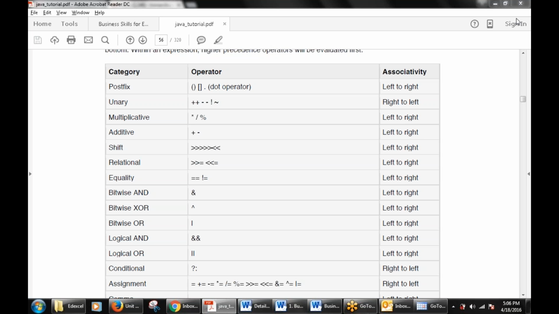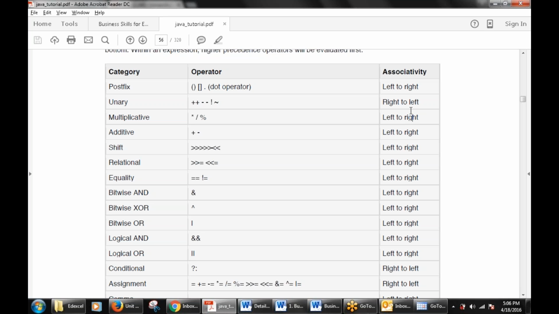Now let's see the various categories of the operators and how precedence works. The first one is the postfix, the dot operator, which has a precedence from left to right. Then there are the unary operators, either plus plus or minus minus, which have a precedence from right to left.